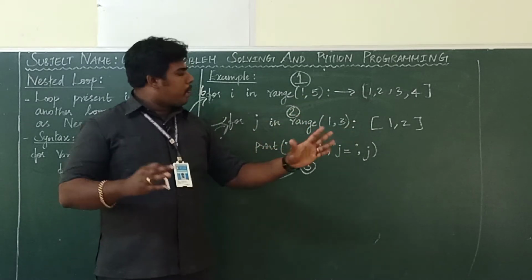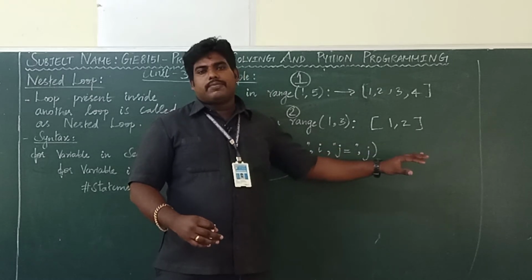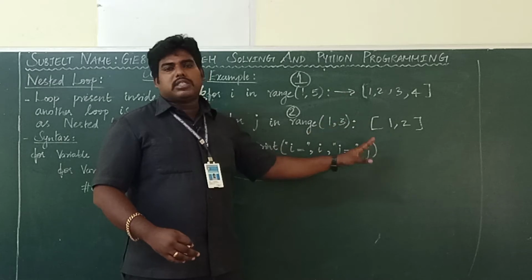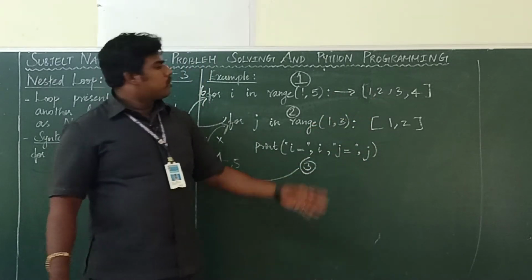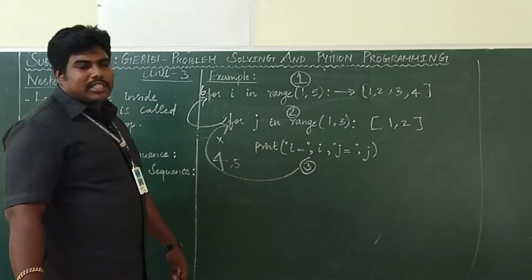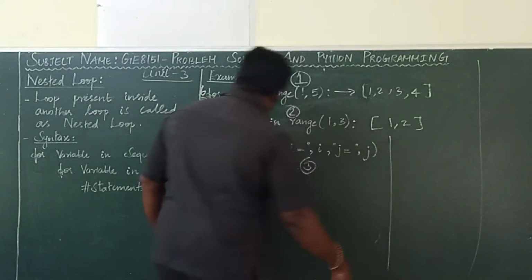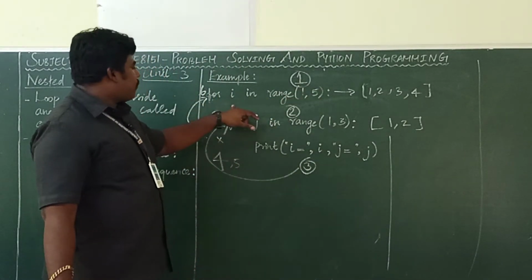Till the inner loop elements got over, it will be executed. After the completion of the inner loop, the outer loop again gets executed. We can solve this with one example, so you will get a clear idea. Okay, so first, for I in range of 1 comma 5.